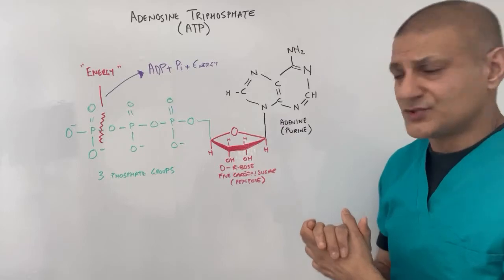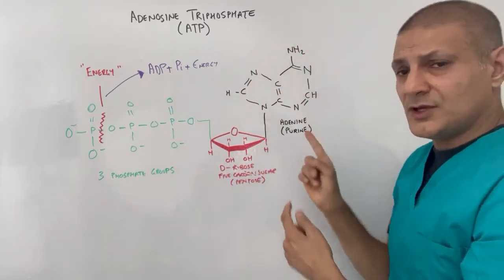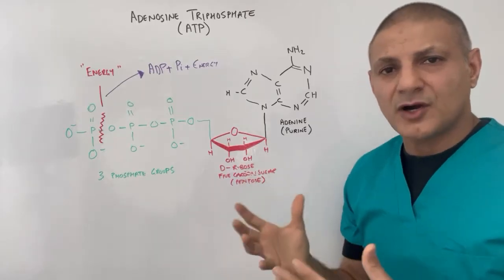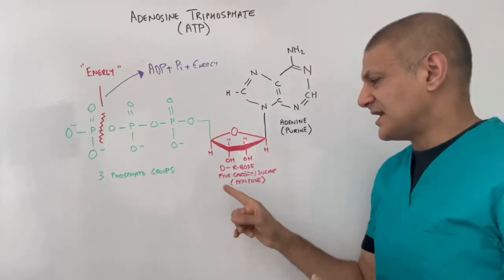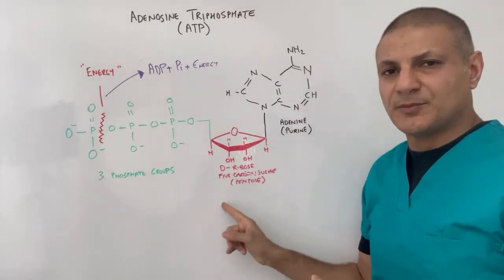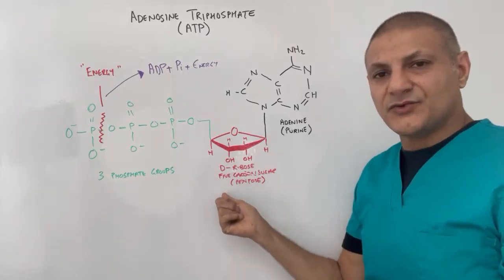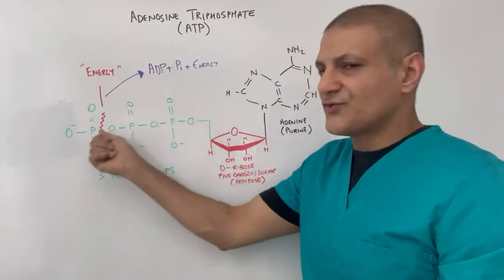ATP is composed of three elements. We've got this adenine or purine element, which is attached to a D-ribose 5-carbon sugar ring. I've done it in red because, spoiler alert, this is an incredibly useful supplement. We will make a video to explain how it works and the uses of D-ribose, but that's for later. And that is attached to 3 phosphate groups.